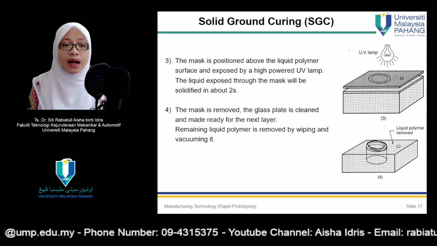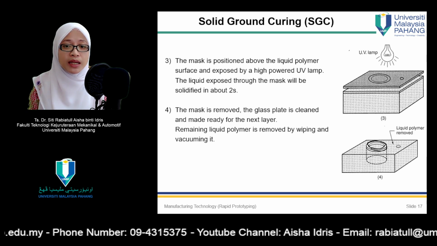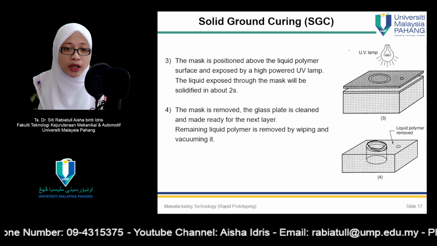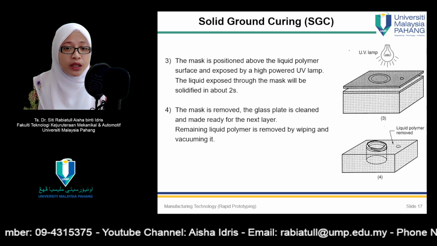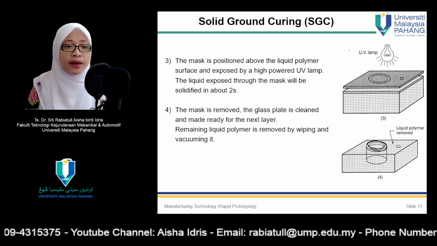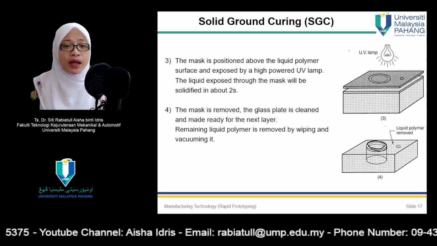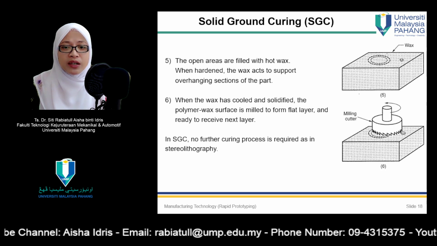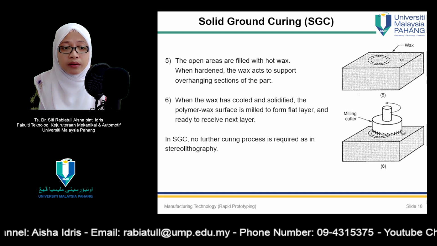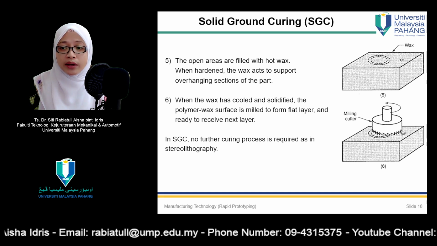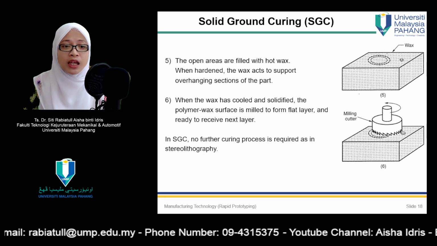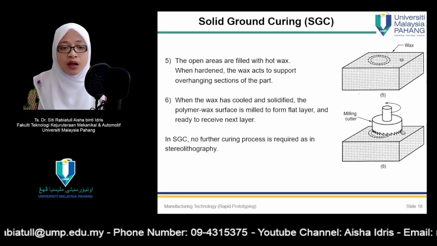Number four, the mask is removed, the glass plate is cleaned and made ready for the subsequent layer in step one. Meanwhile, the liquid polymer remaining on the surface is removed in a wiping and vacuuming procedure. Number five, the now open areas of the layer are filled with hot wax. When hardened, the wax acts to support overhanging sections of the part.